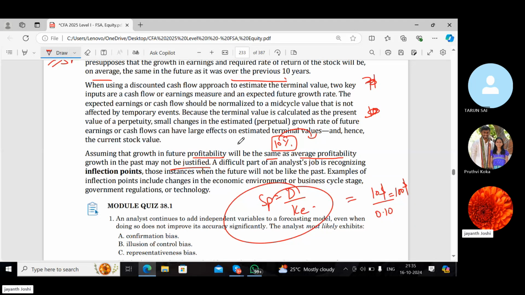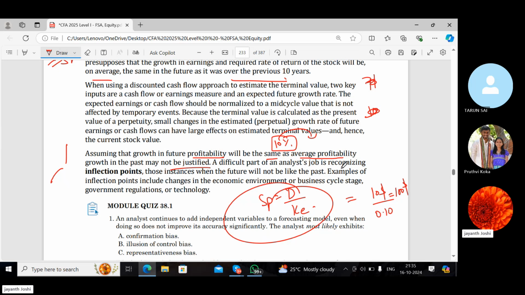Why? The conditions in the past and the conditions in the future are not the same. So if you say that in the past 10 years my growth was 10% and in the next 10 years my growth will be 10%, it's not going to happen. It can be more than 10%, it can be less than 10%, right? Or it can be equal also. It is a mere coincidence.